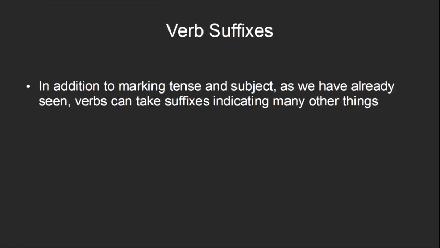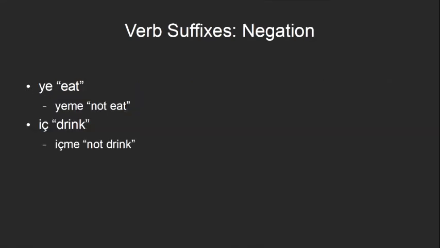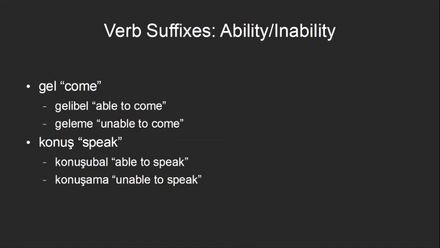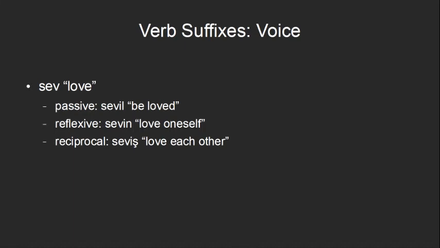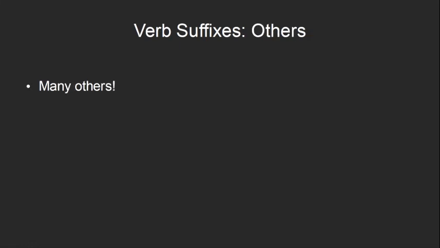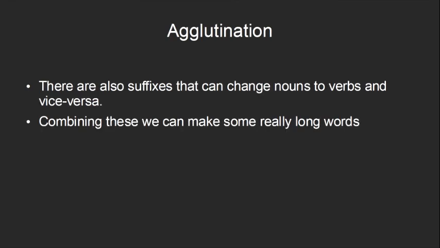In addition to marking tense and subject, as we've already seen, verbs can take a wide variety of other suffixes, indicating many things, such as negation, ability or inability, cause, voice, and many other things. There are also suffixes that can change nouns into verbs and vice versa, and combining these together we can make some really long words. Let's take a look at one of these.